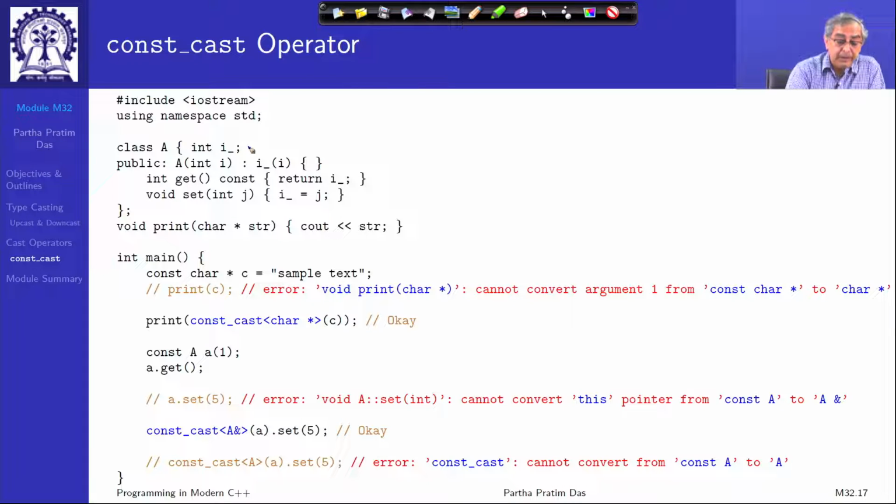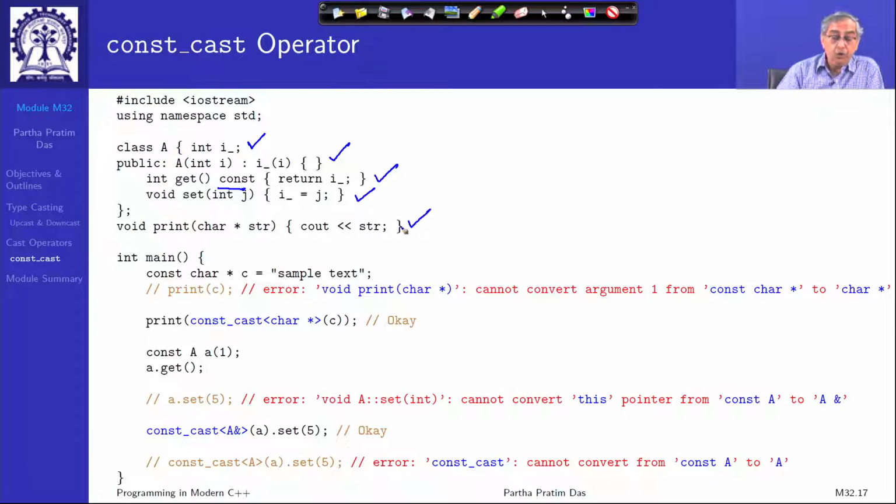Here is a class which has a data member i, the constructor, a const member function get, and a member function set. What can you infer from here? You can infer that this const member function can be invoked only on a const object, whereas the non-const member function can be invoked on const as well as non-const objects. Okay. We have seen this.